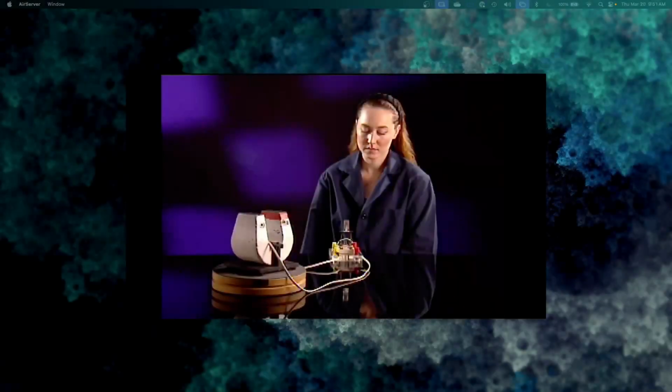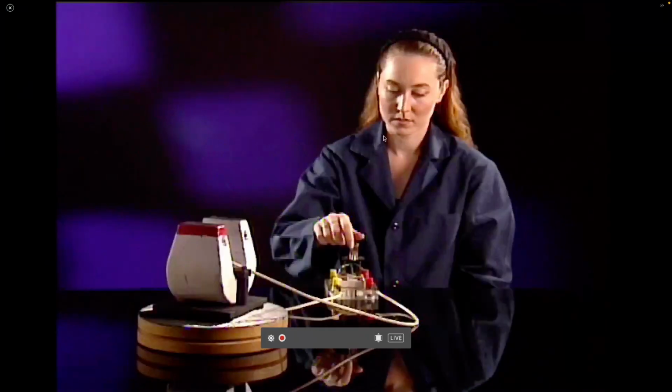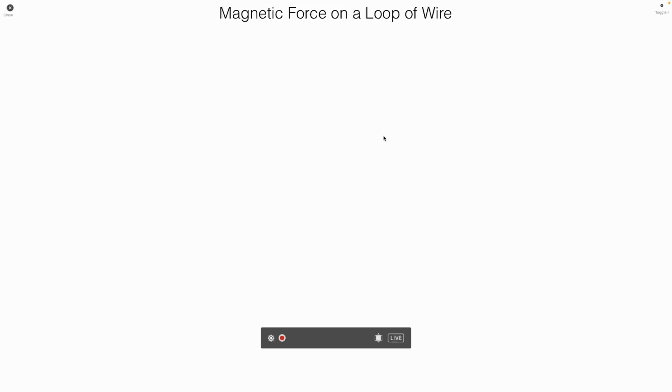All right, so let's do a loop of wire. And we're going to do a shape that is going to look a little bit familiar to you. That's supposed to be a semicircle.